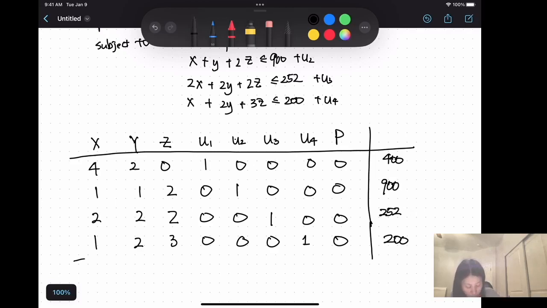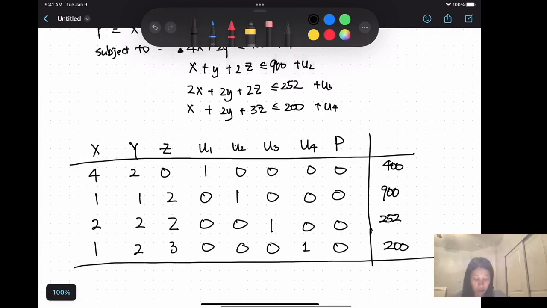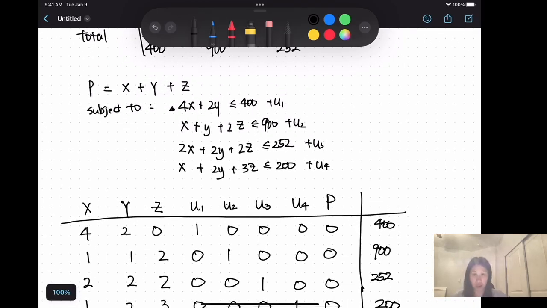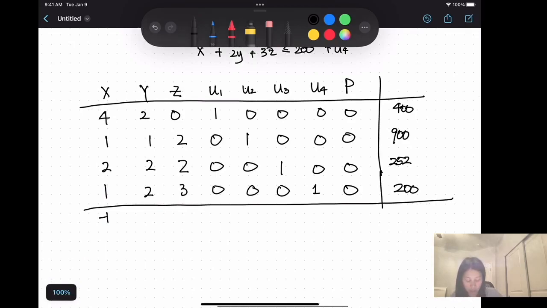And then the last one would be the maximize function. For this one we need to subtract, so I will have negative 1, negative 1, negative 1, 0, 0, 0, 0. P is equal to 1, and this one is 0.